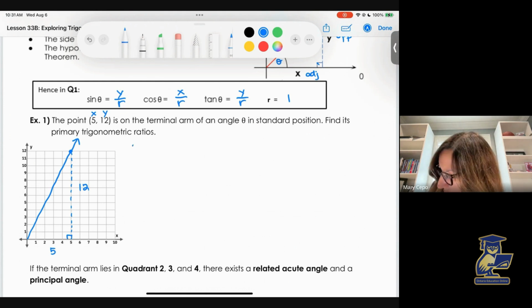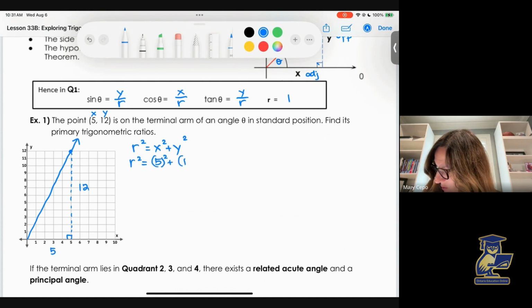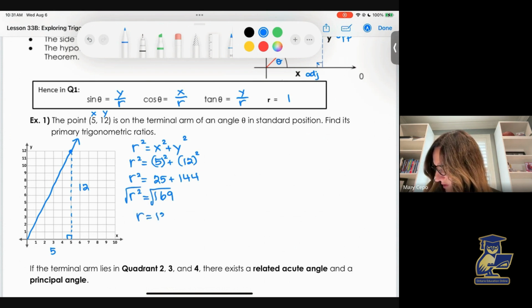So in theory, r squared is always going to equal x squared plus y squared, because we know c squared, which is the hypotenuse squared, is equal to the sum of the other two sides squared. So in this case, we can say r squared is equal to x is 5, y is 12, r squared would be 25 plus 144. So r squared is equal to 169. Taking the square root of both sides, r is always positive, which is 13. So the hypotenuse is 13.